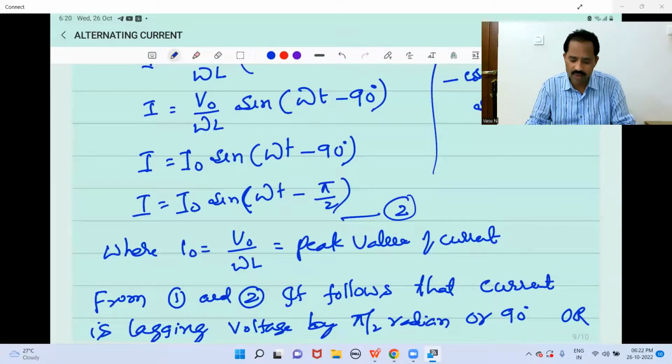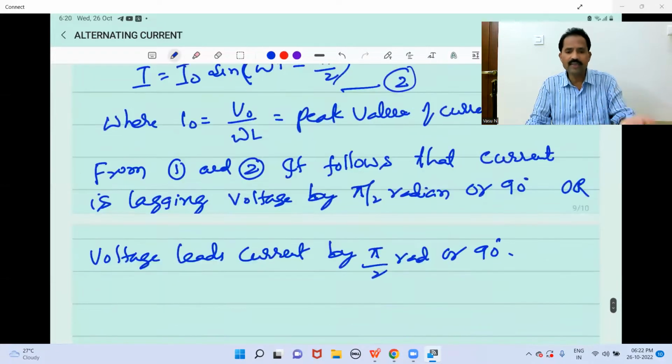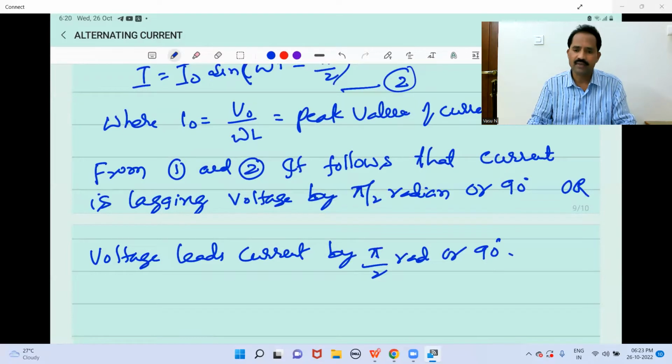Thus from equations 1 and 2 it follows that current is lagging voltage by pi by 2 radian or 90 degree, or voltage leads current by pi by 2 radian or 90 degree. Okay, Makla? Hope you understood this derivation. It may be asked for 3 marks. Practice it. Okay. Thank you for watching.